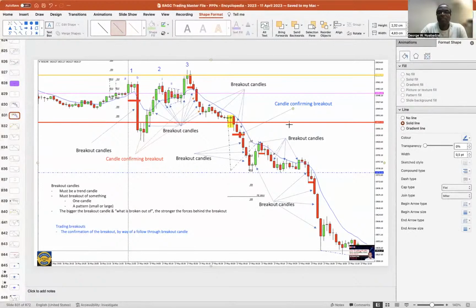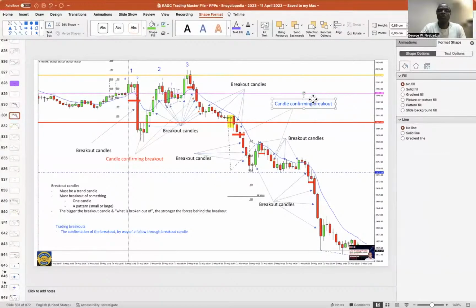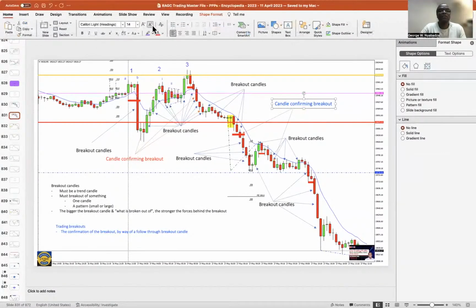I'll look at that just now. There's a few more breakout candles. There is a breakout candle. There is a confirmation of the breakout. It's the candle after the breakout. Breakout candles, no confirmation at all in here. So just because there is no follow through, there is no confirmation that was there for us.